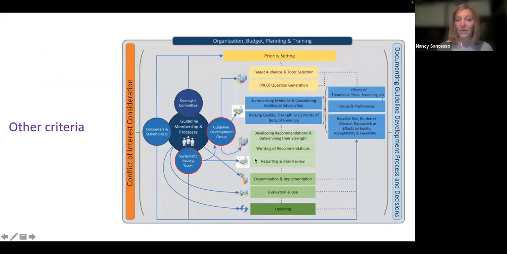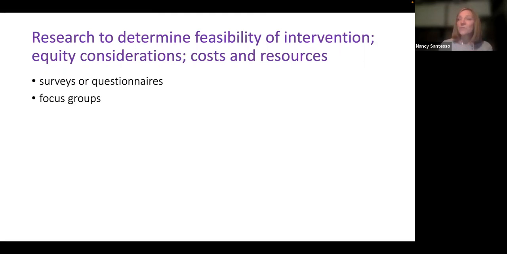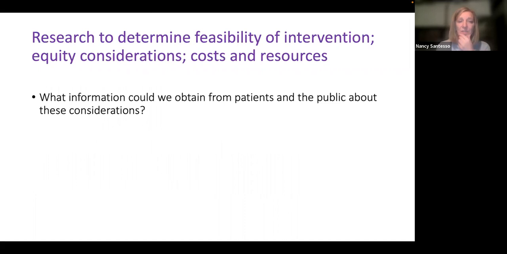Okay, good. So the other criteria, we just wanted to make sure that we did cover: feasibility, equity considerations, or costs and resources that are involved. And again, regarding the type of study designs, we would just highlight that you can obtain this type of information from any study design, really. The main issues are what type of information we might look for.